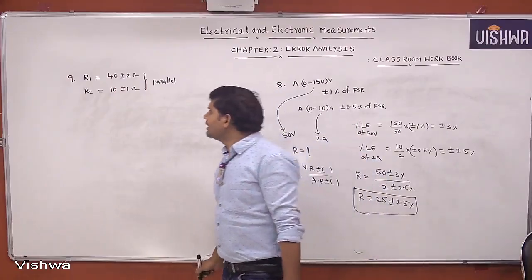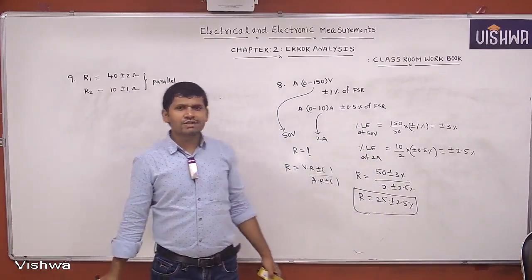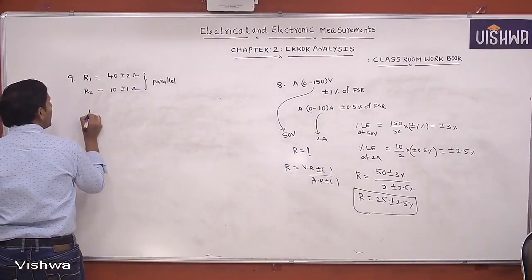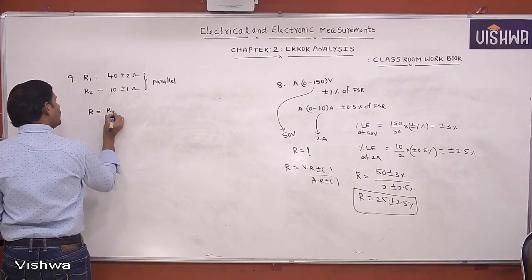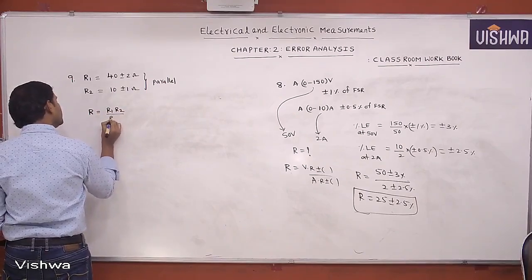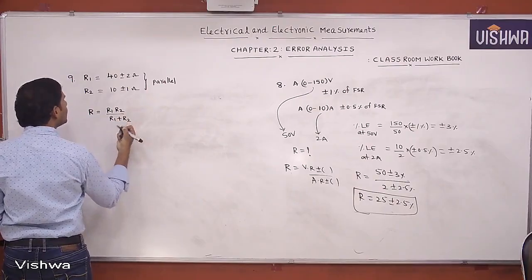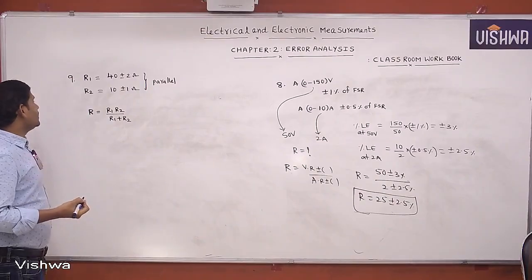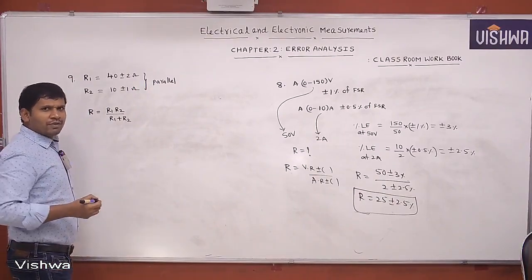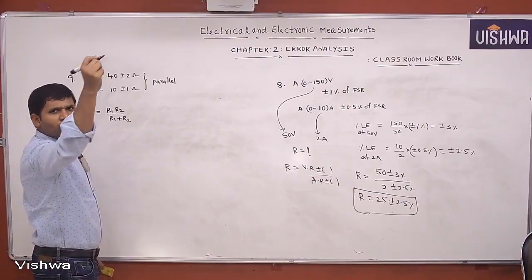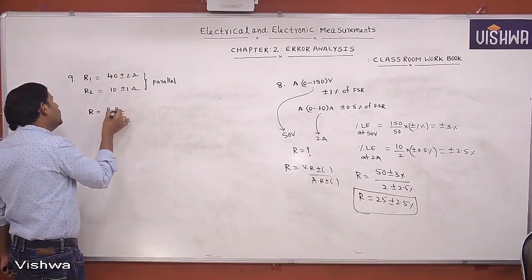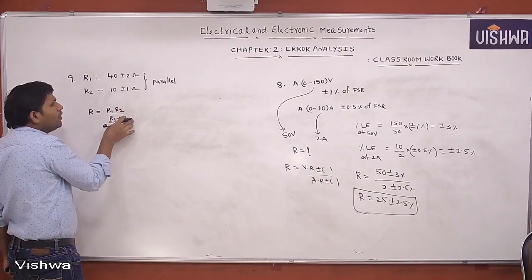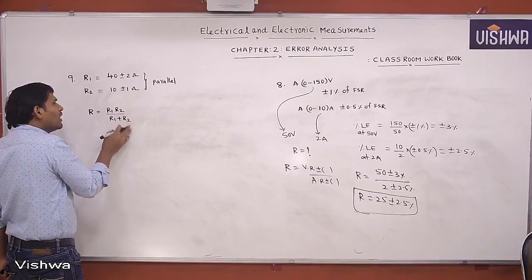You want to calculate the resultant resistance and range of resistance measured. Two resistances connected in parallel means what is R equal to? R1 R2 by R1 plus R2. It's clear? But I already told you about the error due to combination of quantities. Don't do it like this. In multiplication, we can get error in percentage. In addition, we get errors in absolute terms. You convert this into percentage.